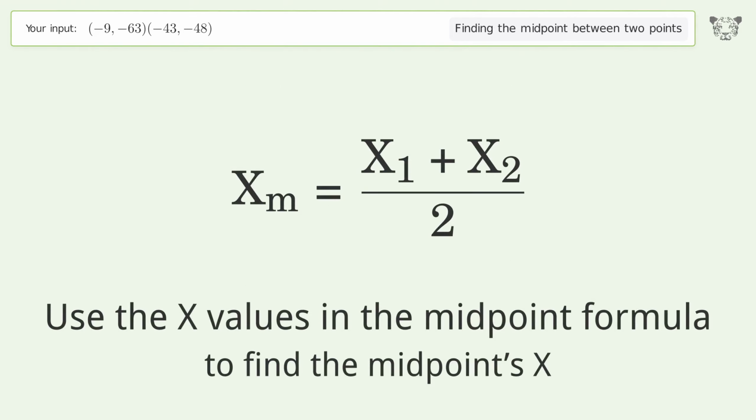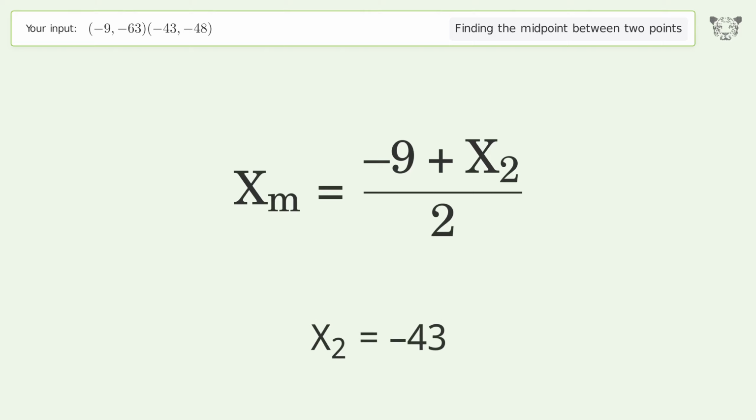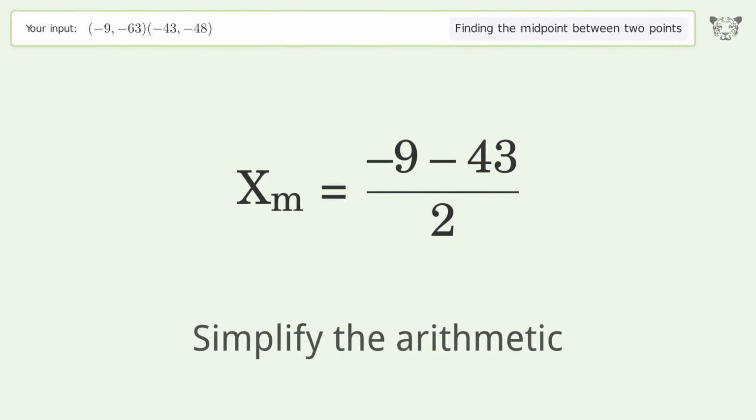Use the x values in the midpoint formula to find the midpoint's x. x1 equals -9. x2 equals -43. Simplify the arithmetic.